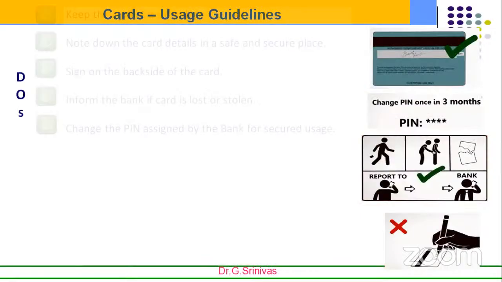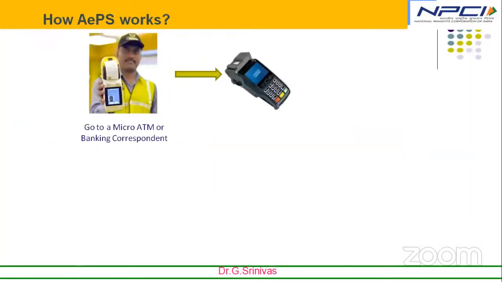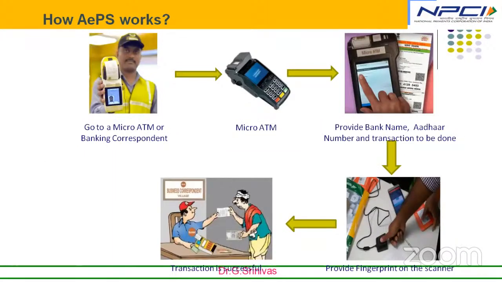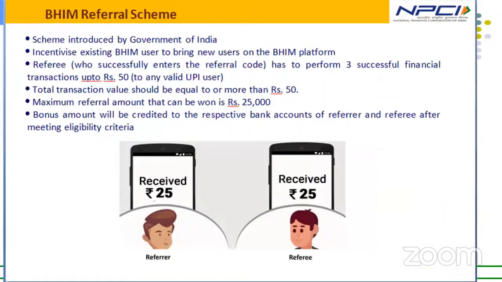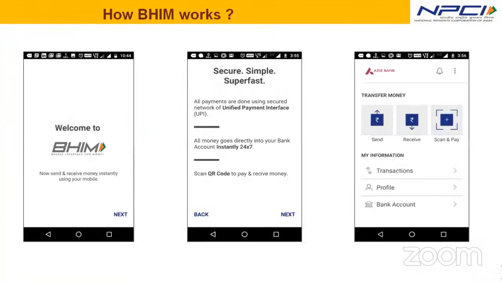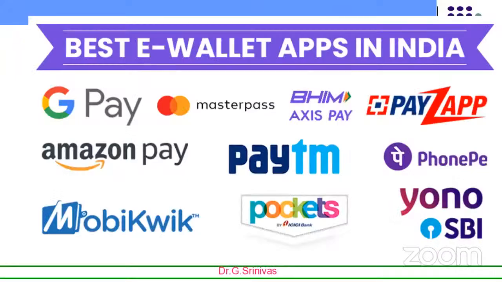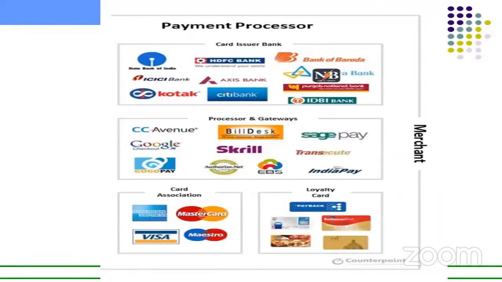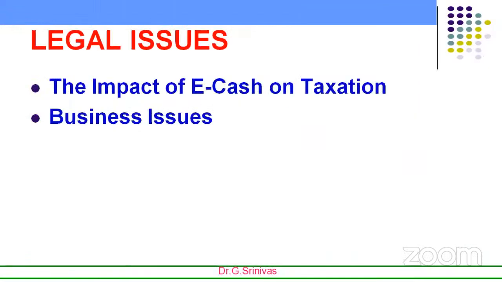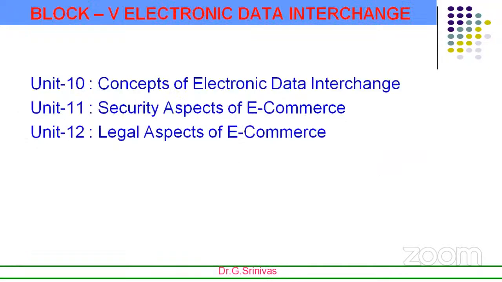These are the working systems of Aadhaar enabled BHIM, Bharat QR code. These are the various payment wallets or applications in India, and payment gateways, card associations, and I also covered legal issues, right? This is what we covered in today's class.